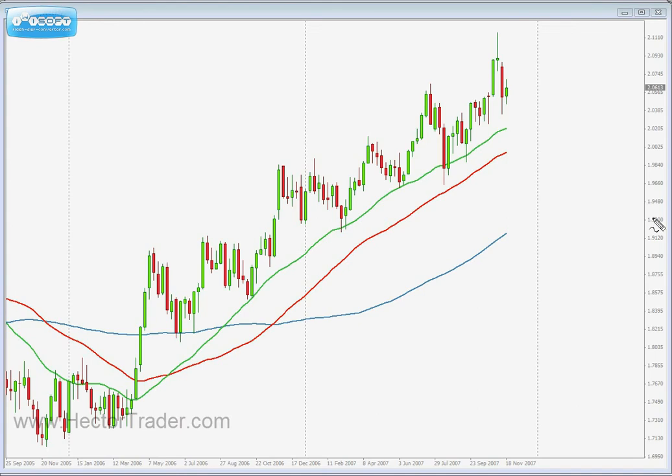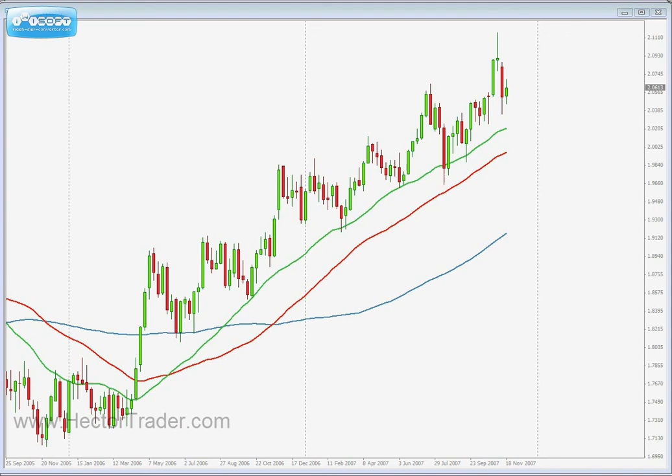Okay, every time the bears manage to pull price down to the dynamic area of support, the bulls come into play, the bulls regain control of the situation, and bang, push price to the upside. Okay, another pullback, the bulls once again take control, and basically slap the bears in the cheek, and off it goes to the upside.